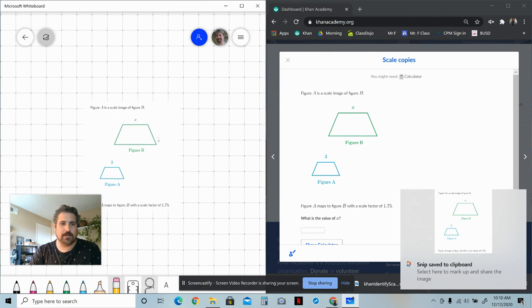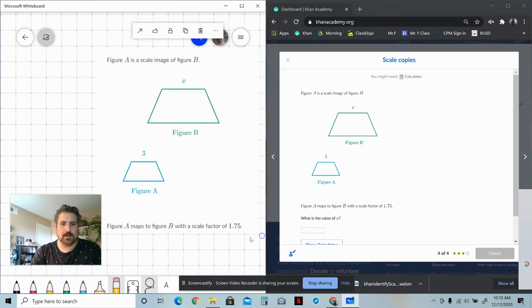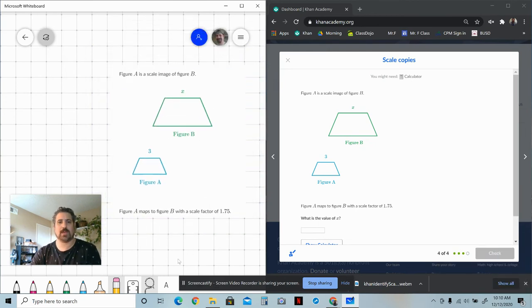Okay, it says figure A is a scale image of figure B. So once again, angles are the same, sides proportional. It says figure A maps to figure B with a scale factor of 1.75. Obviously figure B is larger than figure A. So what it's saying is figure A times 1.75 equals figure B. So when A is the input, you multiply by 1.75 to get the output B. So B is equal to 1.75 times whatever A is. That's the equation we know.